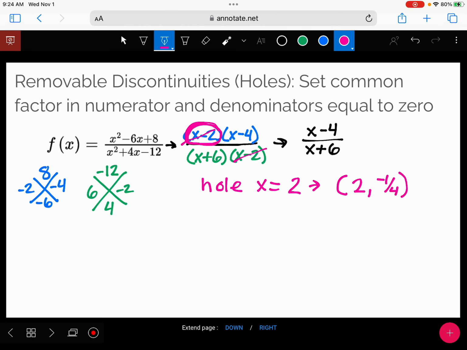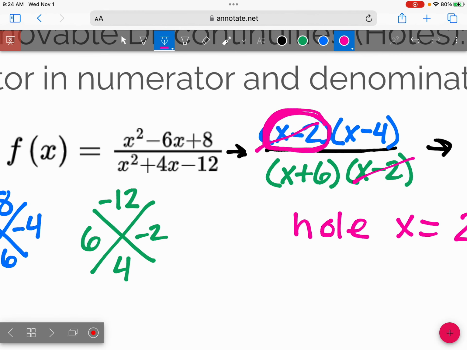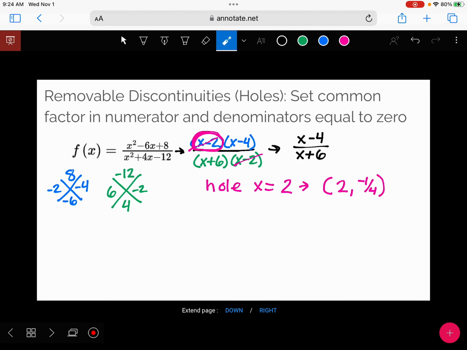Yes, sir. How did you get the 2 in the x equals 2? It came from this piece that we canceled out. So I would just write it down: basically x minus 2 equals 0. So that's the removable discontinuity we're going to add in.